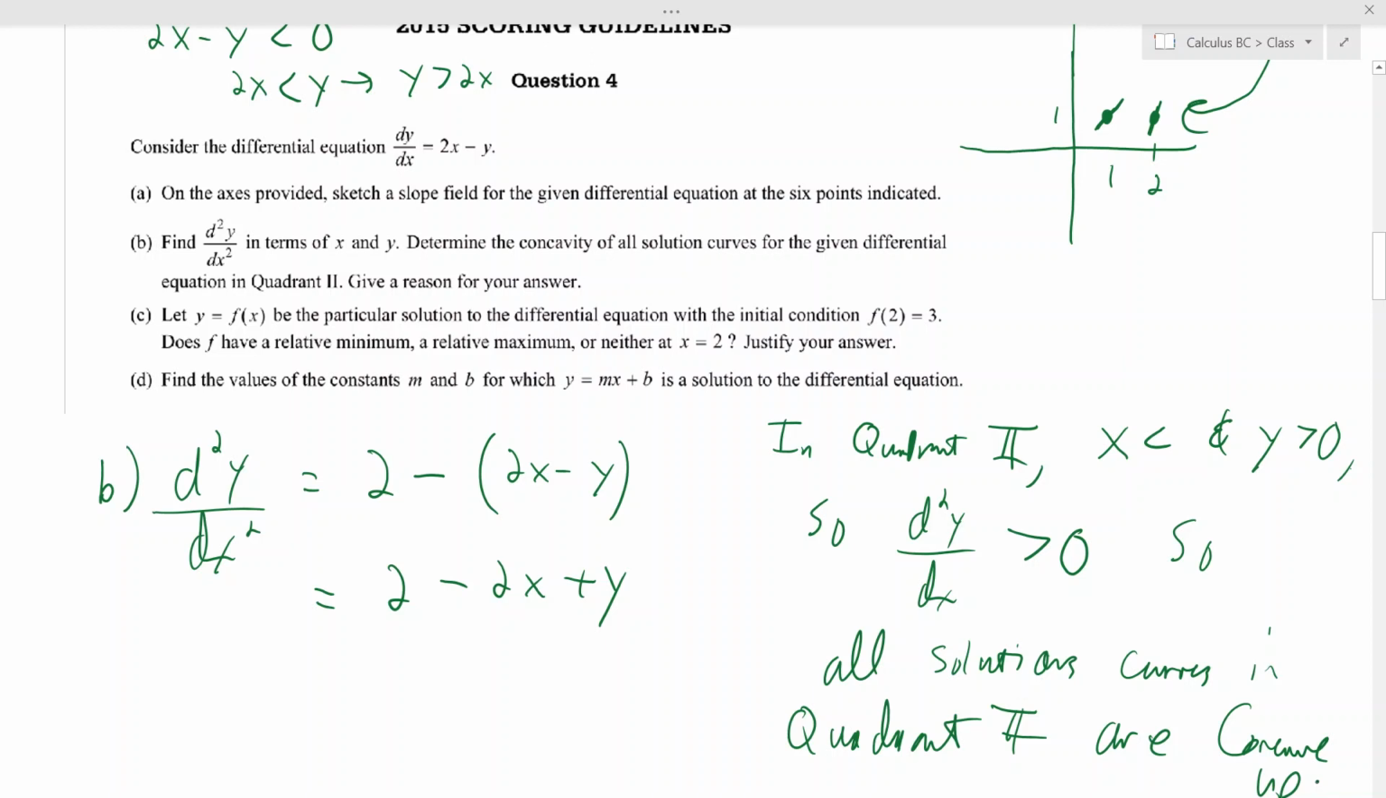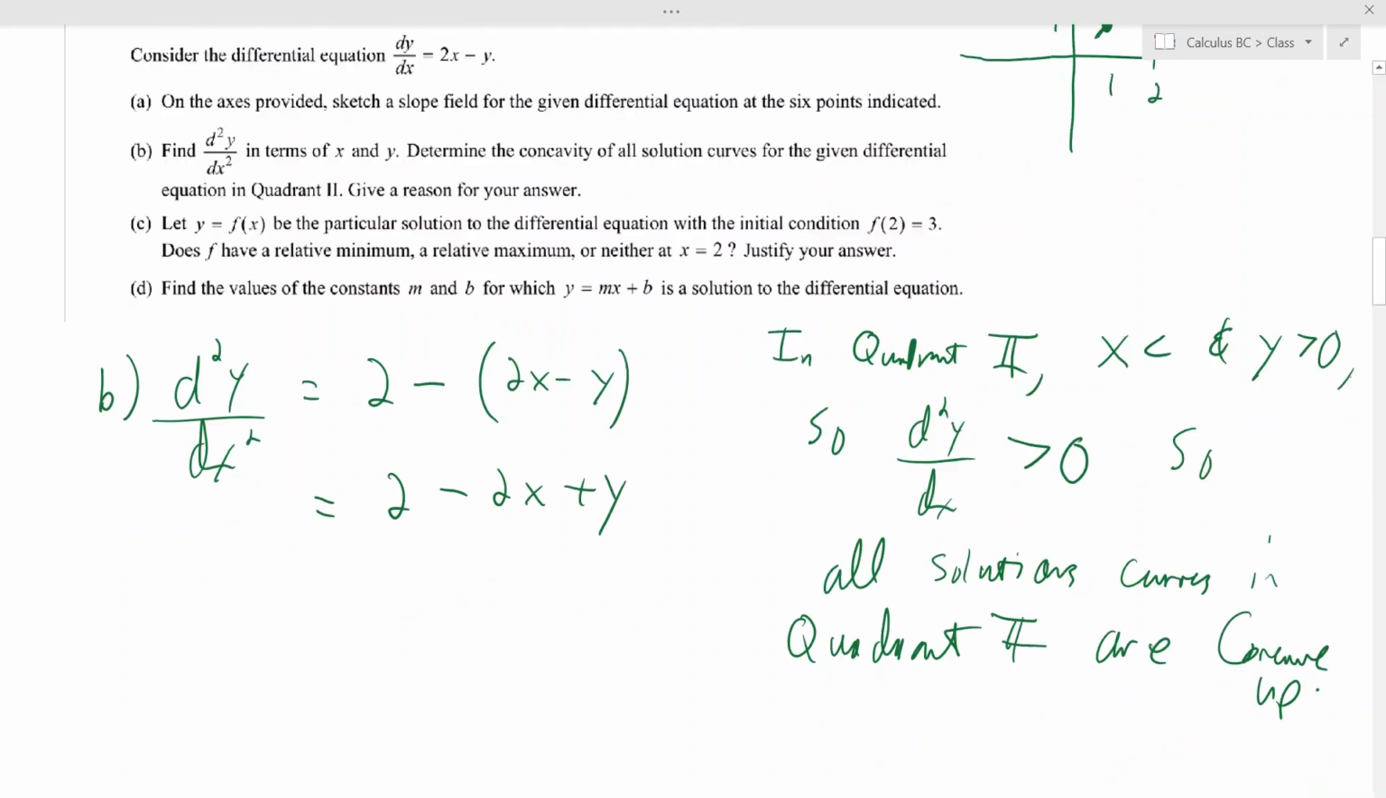Let y equal f of x be the particular solution to the differential equation with the initial condition f of 2 is 3, so they gave me a point. Does it have a relative min or max at 2? Justify your answer. When you plug in 2, 3, this is a weird one, right? So you don't expect them to do this. You don't get 0 for the derivative, right? When you plug in 2, 3, you get 4 minus 3, which is 1. So neither.